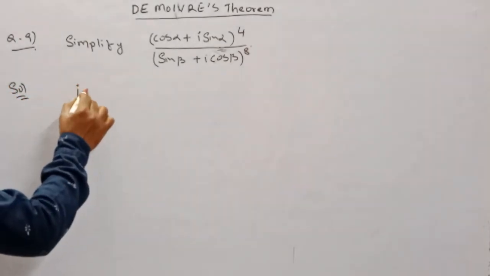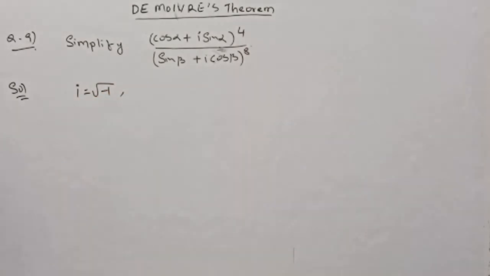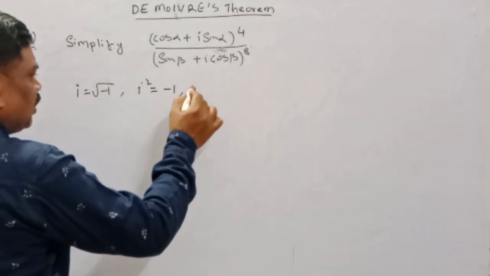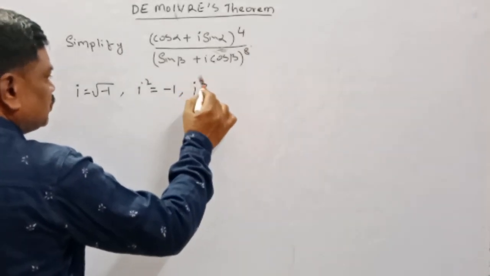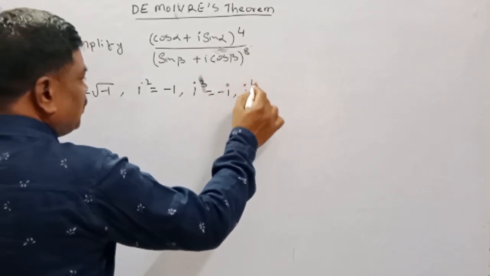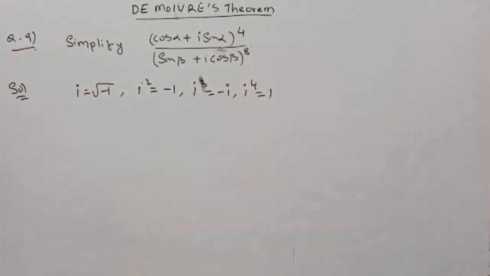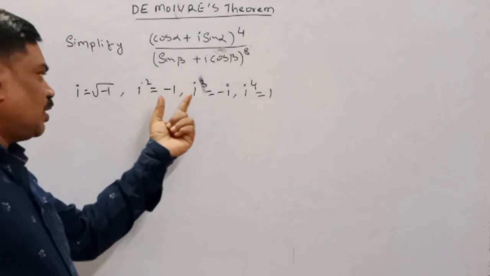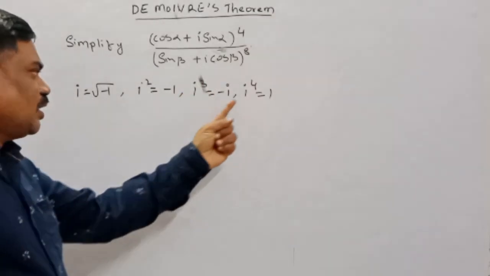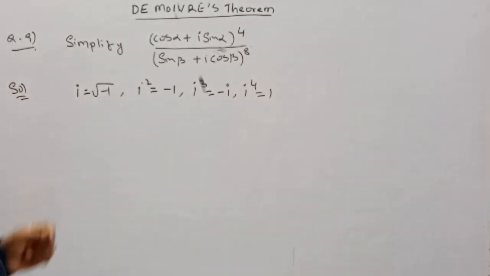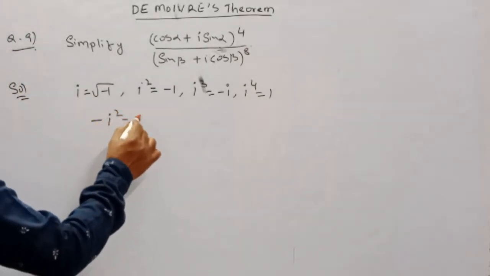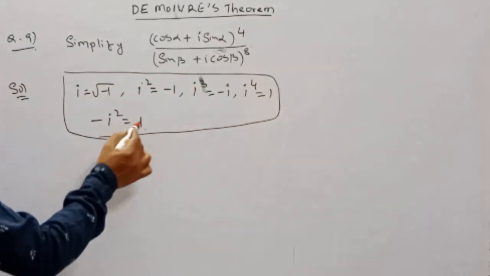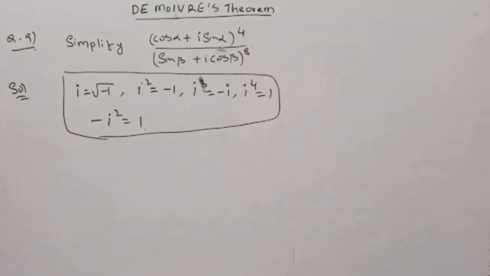We know that i is equal to root minus 1, iota is equal to root minus 1, iota square is equal to minus 1, iota power 3 is equal to minus i, and iota power 4 is equal to 1. And minus iota square is equal to 1. So 1 you can write as minus iota square.